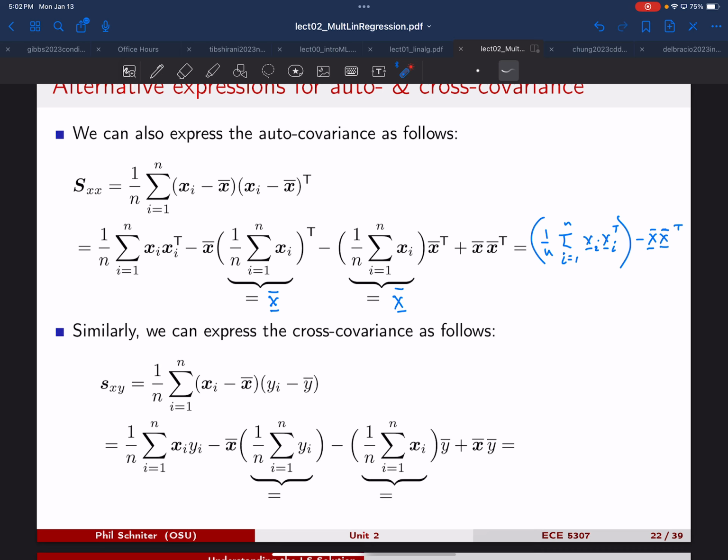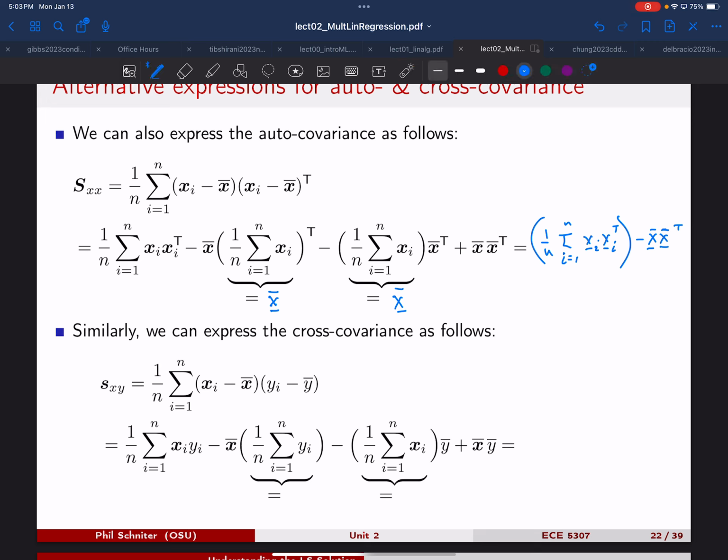Everybody good with that? All right, finally, we'll do something very similar with the cross covariance. So this is the definition we started with. We can expand this into xi yi here, x bar yi here, and then xi y bar over here, and then x bar y bar over here. And in these middle terms, we moved the sums through the x bar, which didn't depend on i.